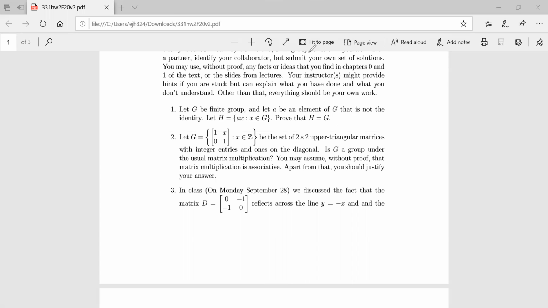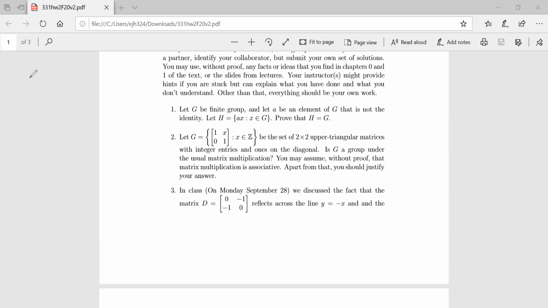I'm going to start off with question number 2. I think it's one of the more interesting ones here. So, we have G defined as the matrices [1 x; 0 1], with x being an integer, on the collection of 2 by 2 upper triangular matrices, because that guy down there is a 0. Is G a group under the usual multiplication, under normal matrix multiplication?